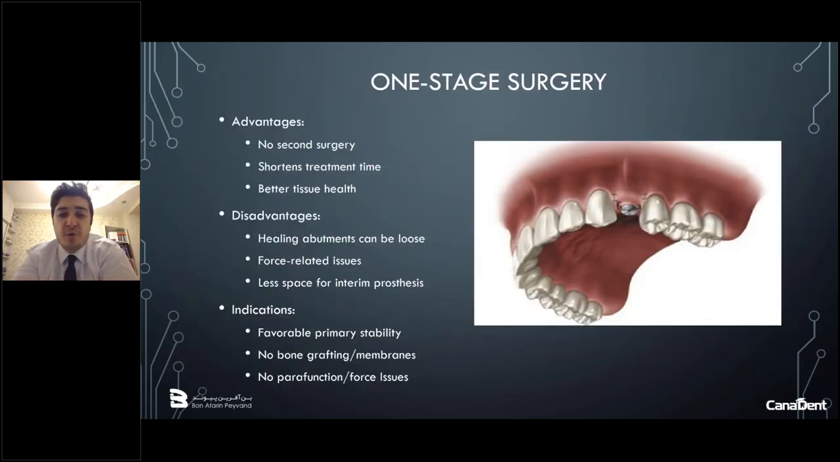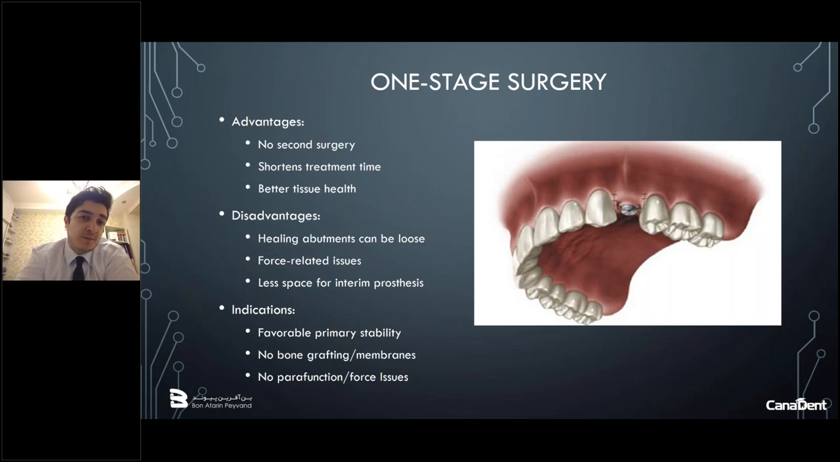Or we may decide to perform a one-stage surgery. In that case, after the implant placement, we tighten a healing abutment on the fixture and the gingiva is sutured around the healing abutment. If we have favorable primary stability, we didn't have a lot of grafting, the patient was cooperative with us, and there was no parafunction, it would be indicated.